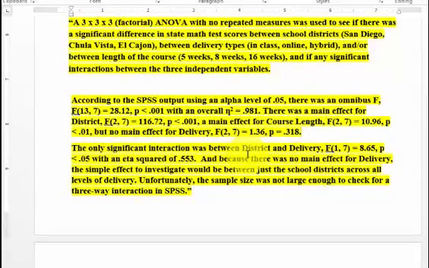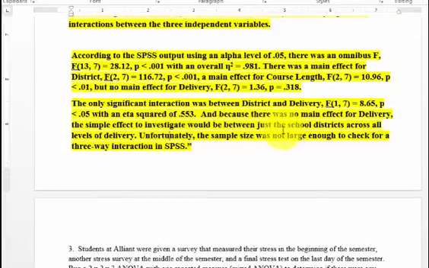So the only significant interaction was between district and delivery. And since we know that delivery didn't have a main effect, I would blame all of it on which district. In other words, something between the districts is making the difference in these test scores. And again, I put right in there that it looks like the sample size wasn't large enough to check for a three-way interaction, but it looks like it could have been. And again, it was probably the school district by itself, because there seem to be great differences between the school districts. So one of the districts must be much better at teaching math than the other school districts.